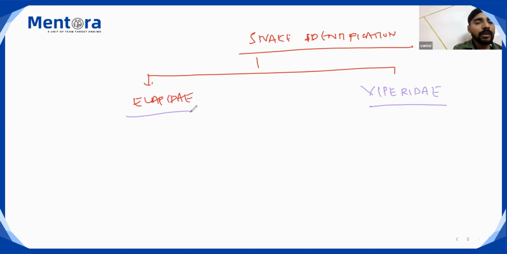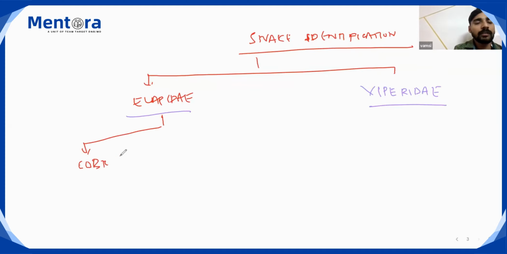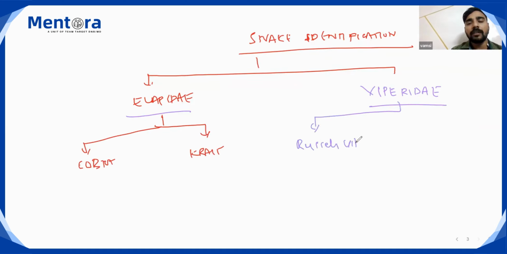In the Elapidae, you have two types of snakes. One is called the cobra, and the other is the krait. In the Viperidae, you again have two snakes. One is called Russell's viper, and another is called the saw-scale viper. Clear? Right. We'll see them one by one.